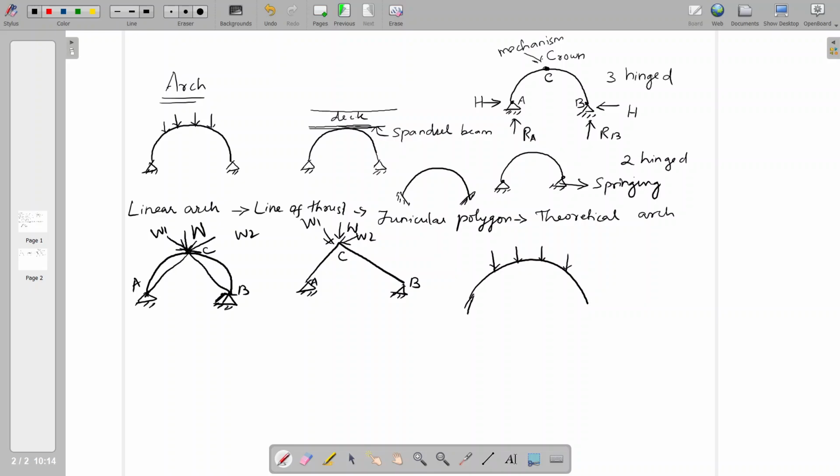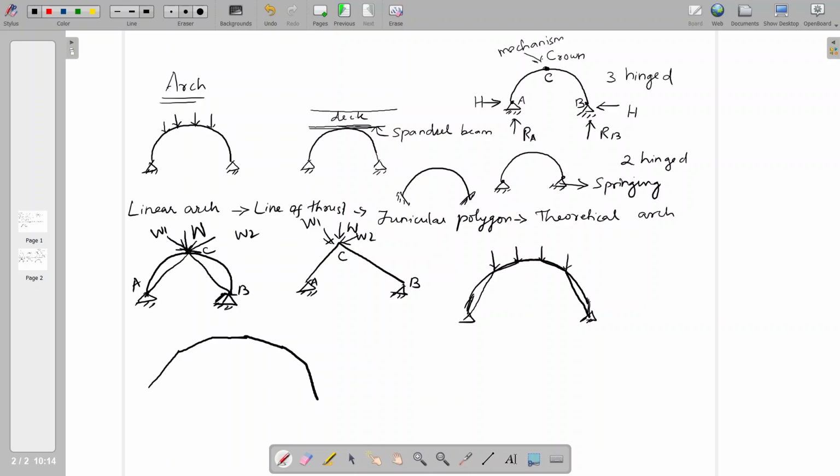If you connect a number of point loads like this with the support condition, you will have the funicular arch type. That is, you connect with a straight line, then connect with a straight line, then another straight line, and another. So the arch profile will be like the line of thrust.